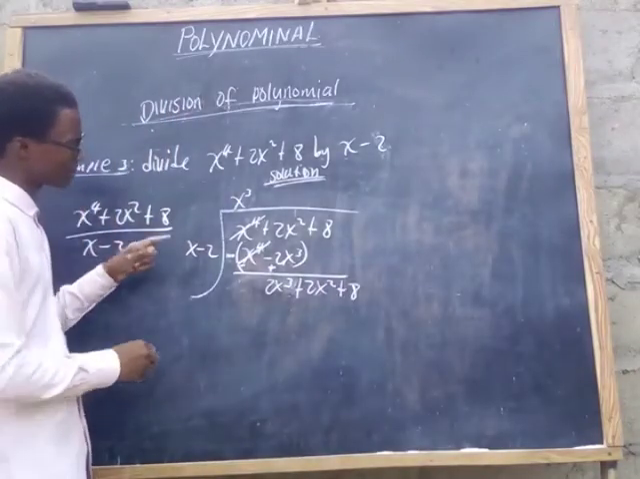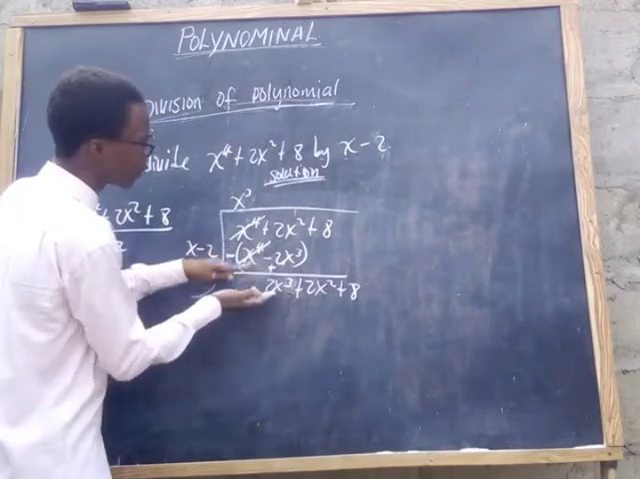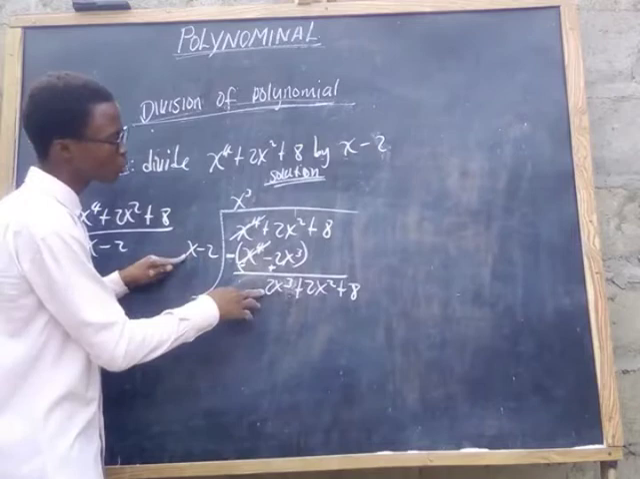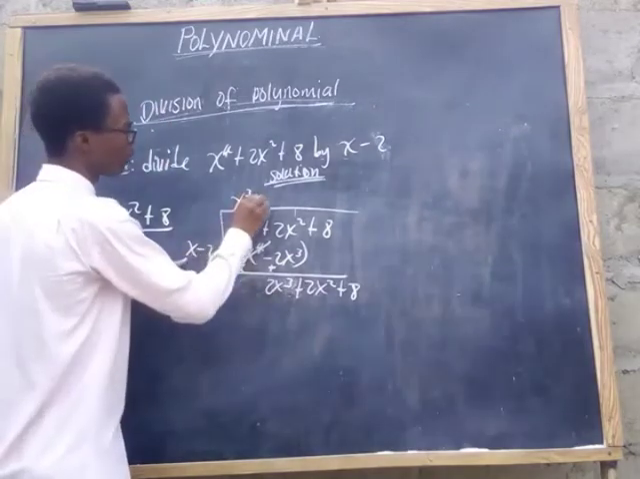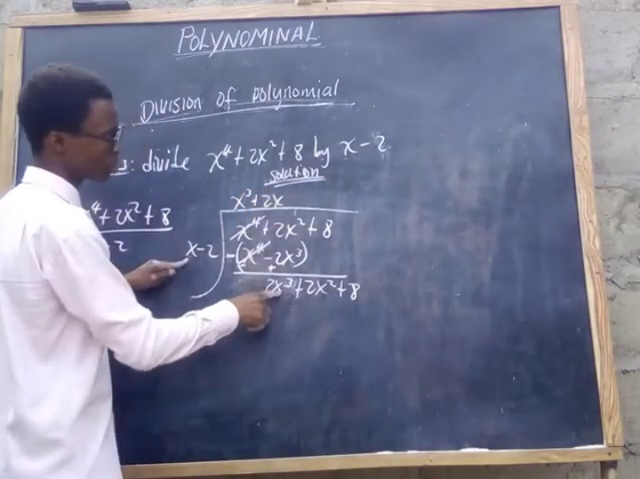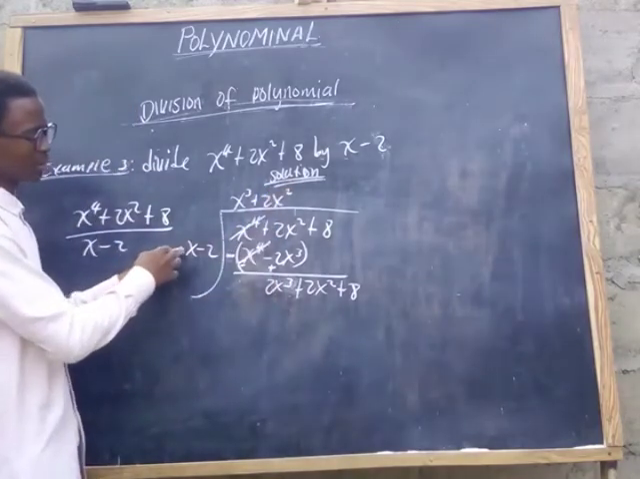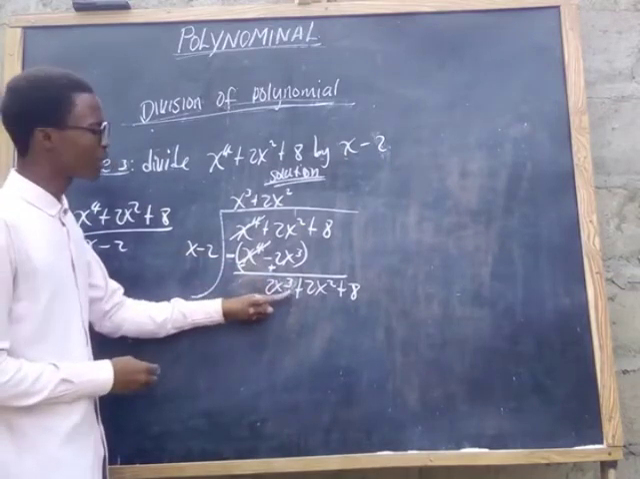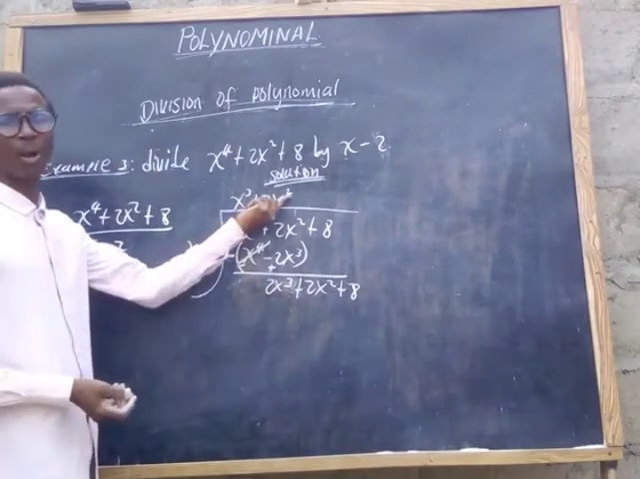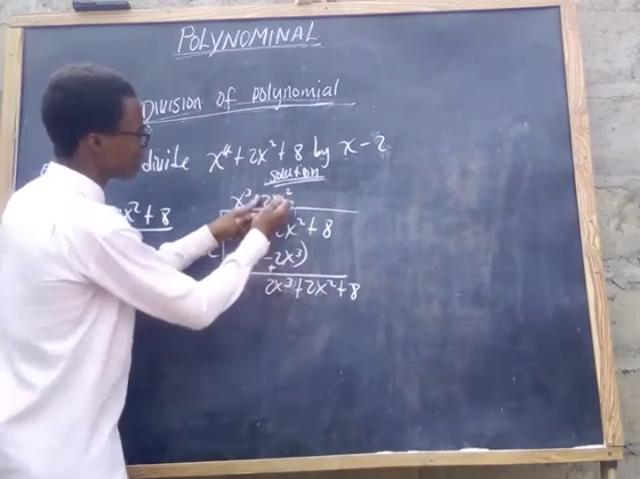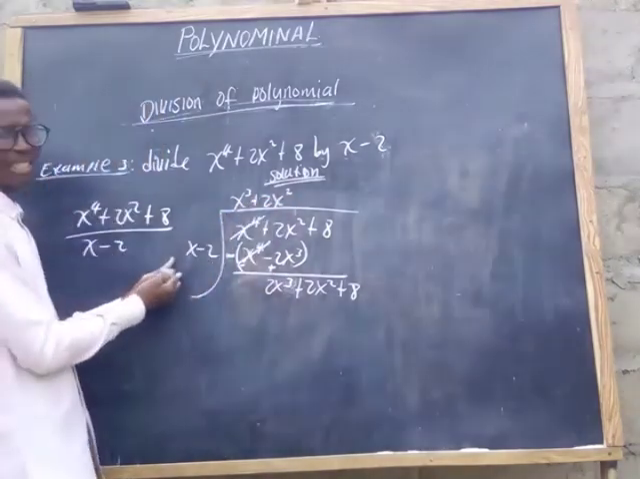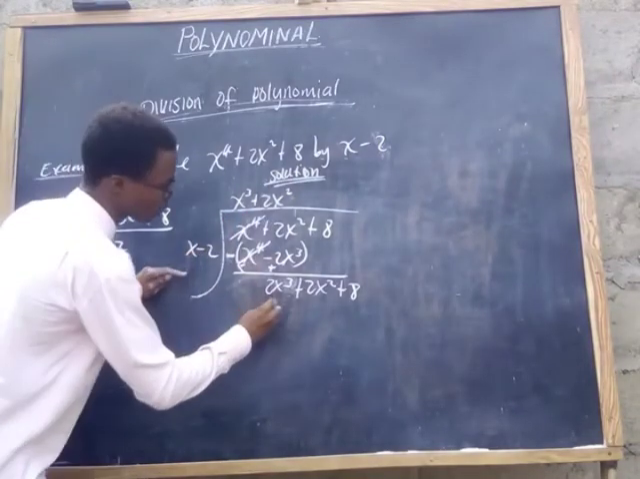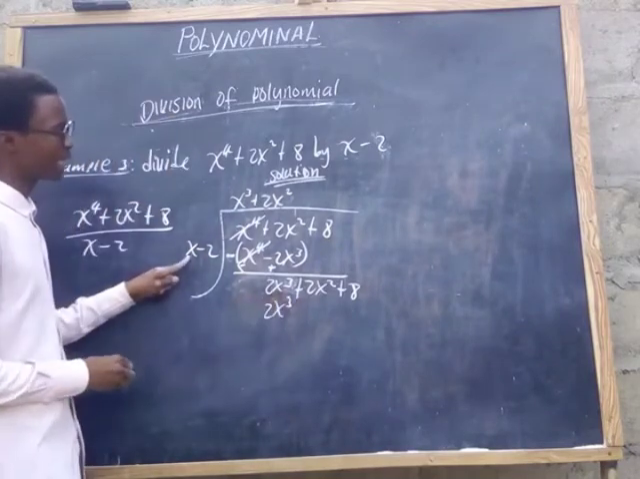Now what's next? From there you check how many times x can go into this first. X into 2x cubed is equal to what? Plus 2x square. Just subtract the powers. So 3 minus 1 is 2. So it's 2x square. Now after you have written it here, what are you going to do? Multiply everything. So 2x square times x equals what? 2x cubed.